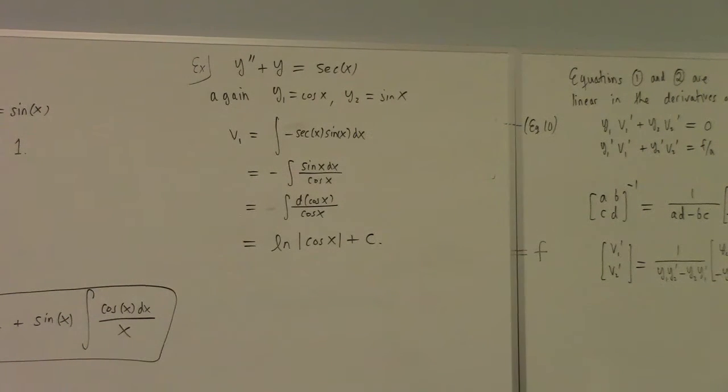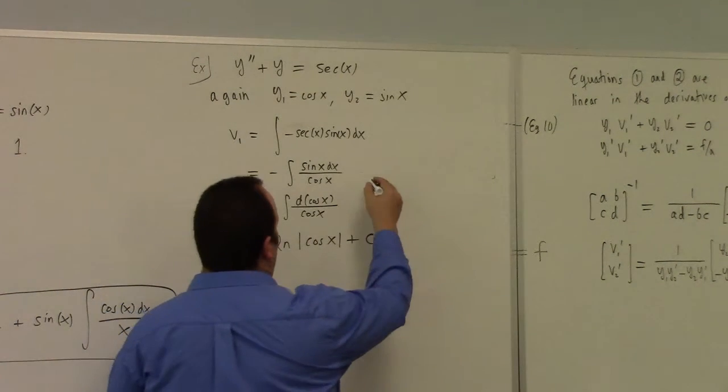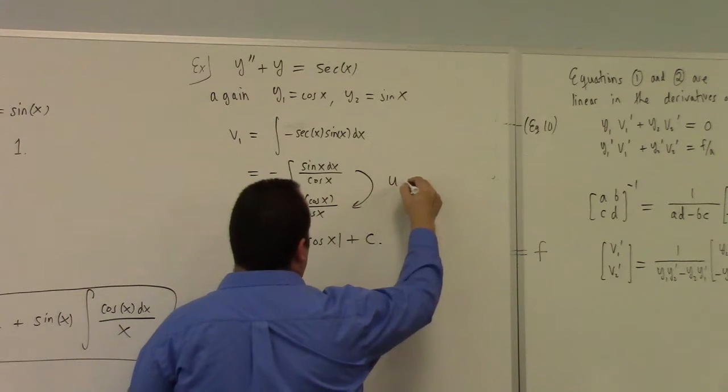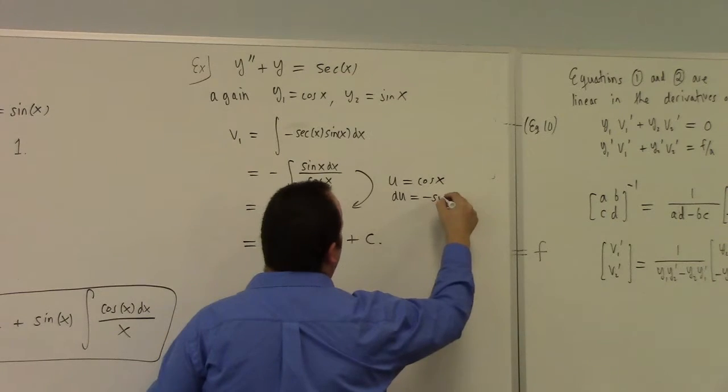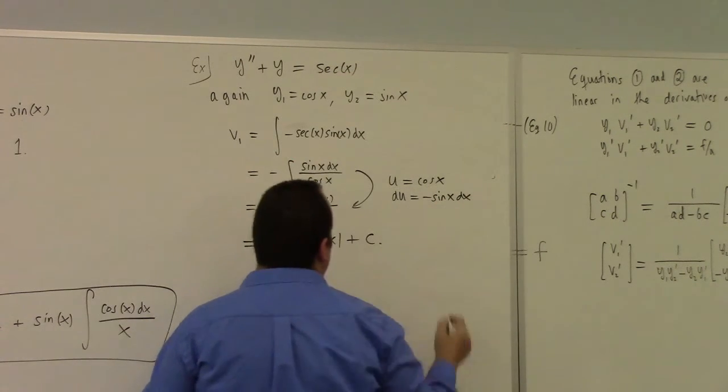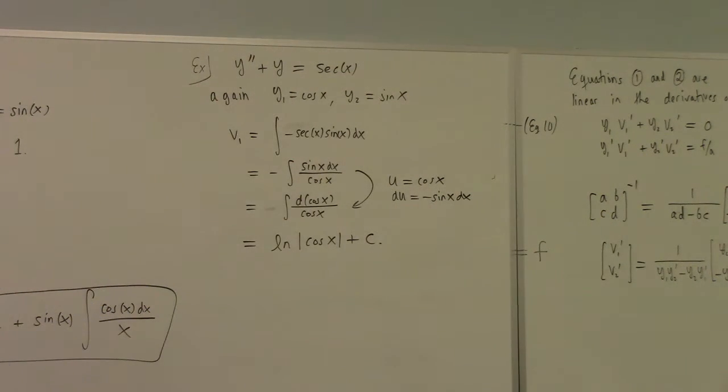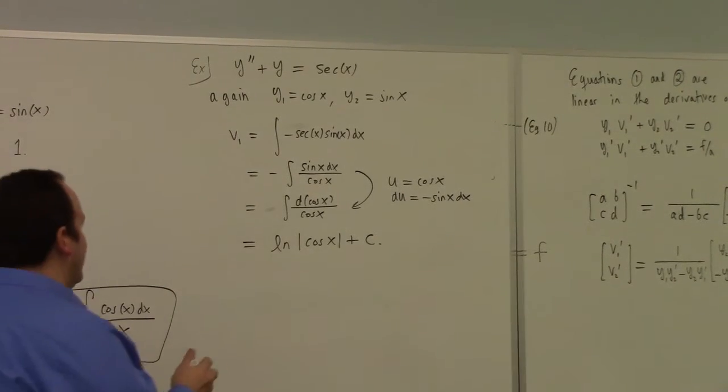Have you guys ever seen that notation before? This is a way of getting around writing u equals cosine x. du is minus sine x dx, of course, right? If you like, that's better. But this differential notation allows you to do u substitution without actually writing u. It's very slick.